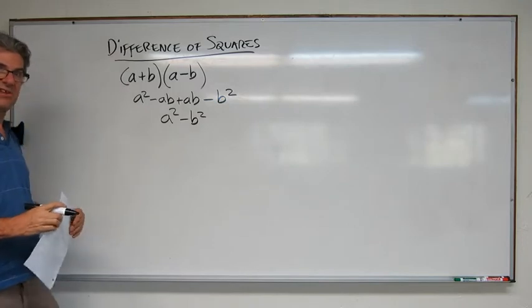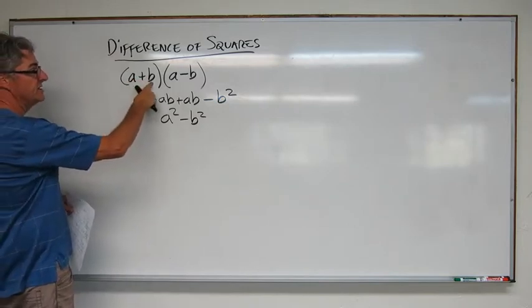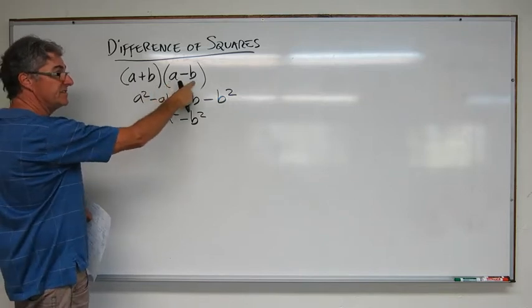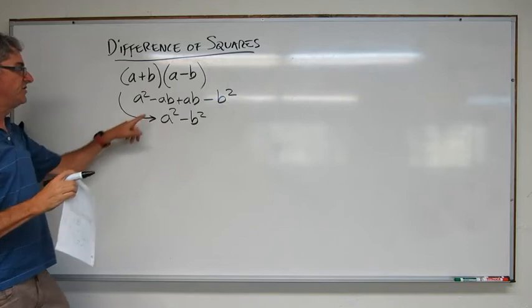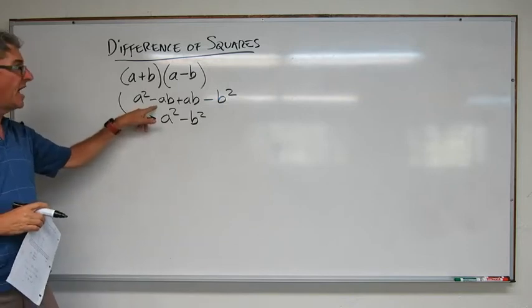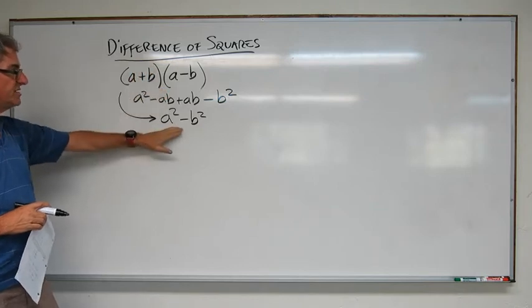So this is the cool thing about this pattern. If you have one thing plus another times that same one thing minus another, you can go right to here. Bam. You don't have to do the FOIL step. And I urge you, when you get to these problems, don't FOIL them, just go straight to that.